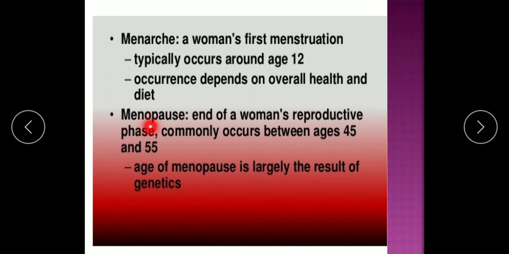Next, menopause. The end of a woman's reproductive phase commonly occurs between the ages of 45 and 55. The age of menopause is largely the result of genetics. The menopause process is determined by the genetic factors of the woman, but the menstrual cycle is determined by health and diet.